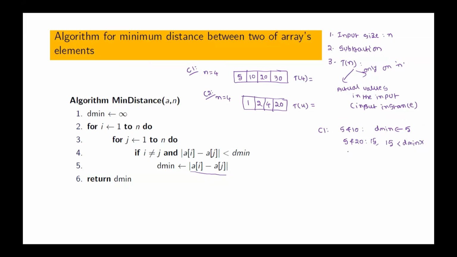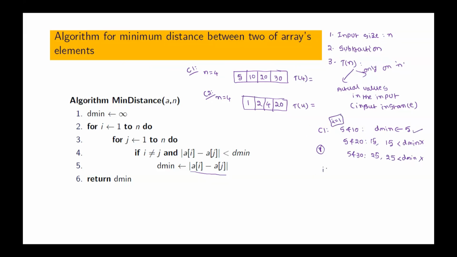So next it goes to the next element, 5 and 30. What is the difference? 25. 25 is less than D minimum? No. So that means when I equals 1, this operation was performed how many times? Total, here yes, here no. So only one time.